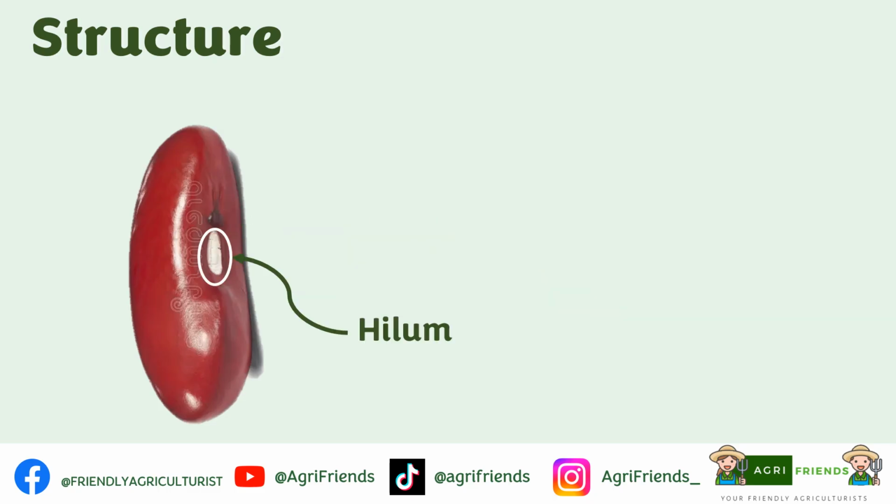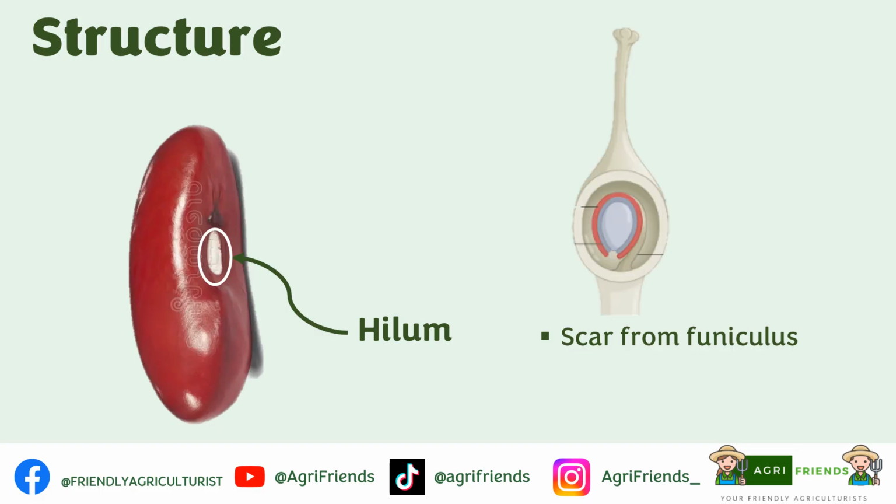Next is the hilum. The hilum is the scar from the funiculus. The funiculus is analogous to the umbilical cord in animals. In this figure, this is the funiculus. It is the structure that attaches the parent plant to the seed. Once the seed is removed or detached from the parent plant, the hilum is formed. Therefore, the hilum is equivalent to a person's belly button.